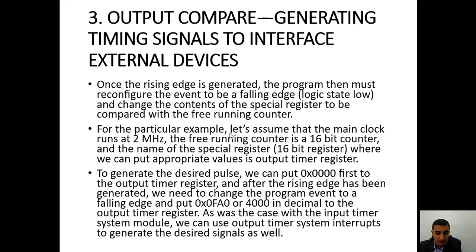For this particular example, let's assume that the main clock is running at 2 megahertz. So our main clock, our microcontroller, is running at 2 megahertz frequency. The free running counter is a 16-bit counter. The special 16-bit register where we can put the appropriate output values is the output timer register.